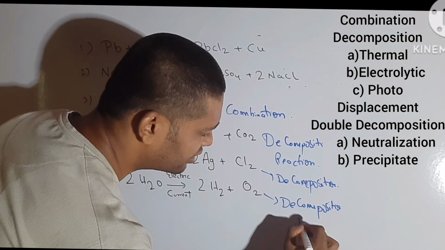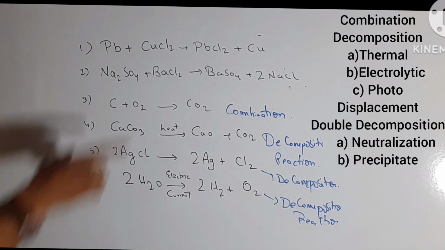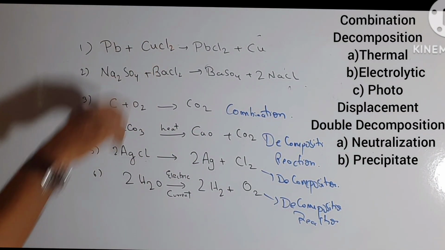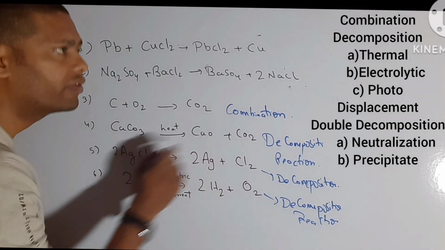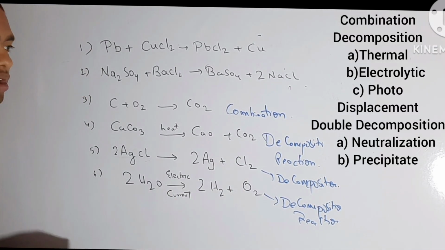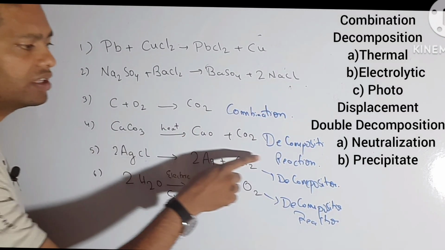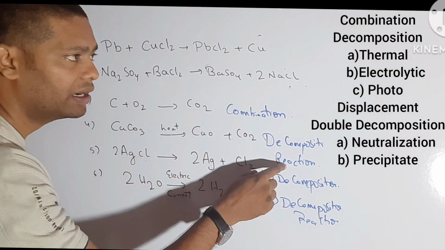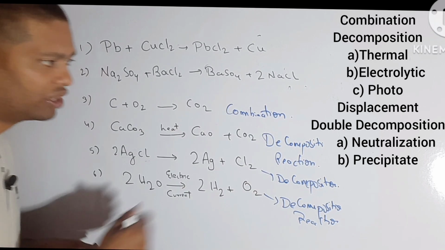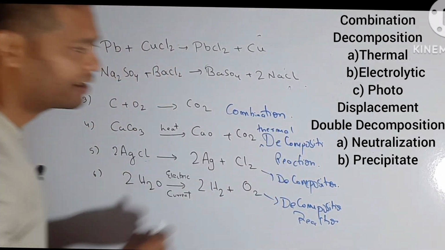Now, sir, in the decomposition reaction you have written something about electricity, light, and heat. So what do we have to do? In this only you have to write. You have written decomposition, but it's not completed. Now, in decomposition, which type of reaction is this one? Because of heat, there is thermal decomposition, you write. Because of heat, thermal decomposition reaction. So you have to add thermal right over here.